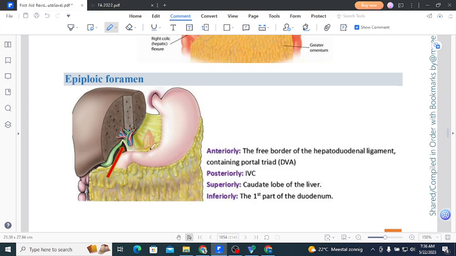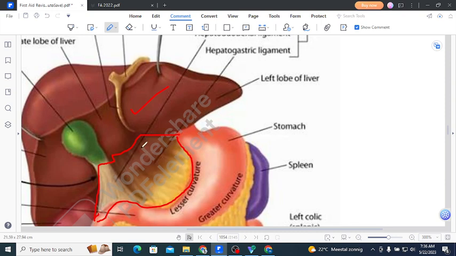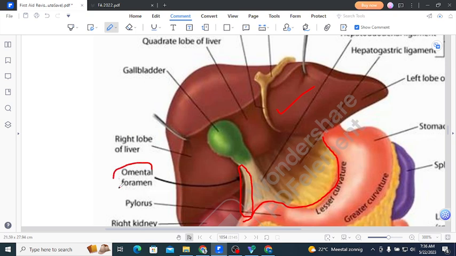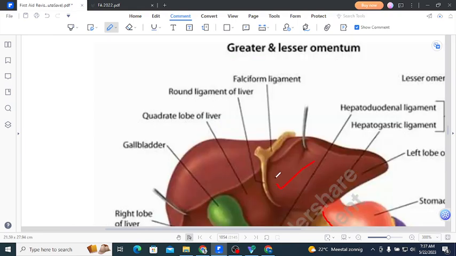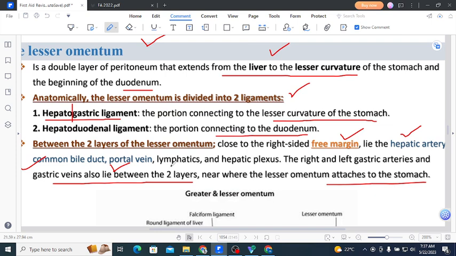There will be a picture later on. So you know that, just give me a second. So here you can see that there is a free margin over here, like this free margin. This free margin has an opening called the epiploic or omental foramen, through which we can enter the lesser sac. So this free margin contains the portal triad, which contains the hepatic artery, the bile duct and the portal vein, along with the lymphatics and the hepatic plexus of nerves. And then the right and left gastric arteries and the gastric vein also lie in the two layers, near where the lesser omentum attaches to the stomach.